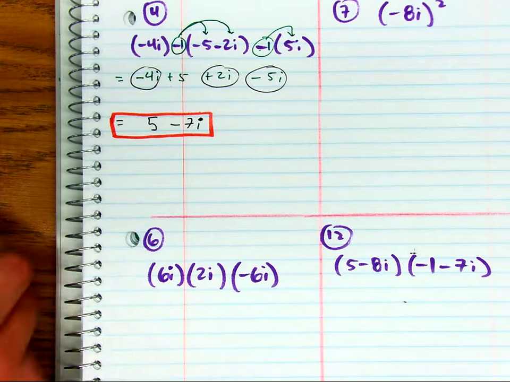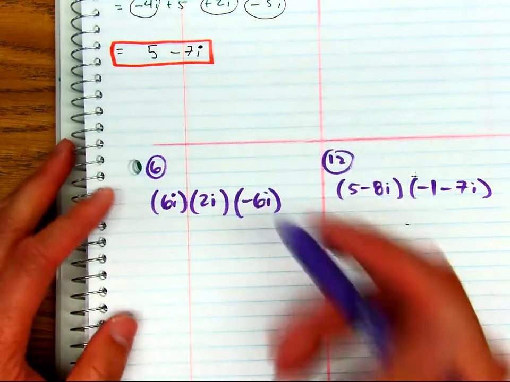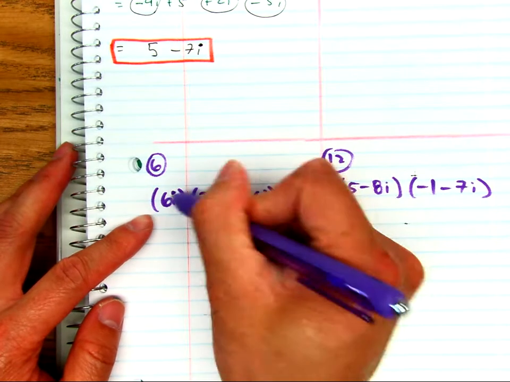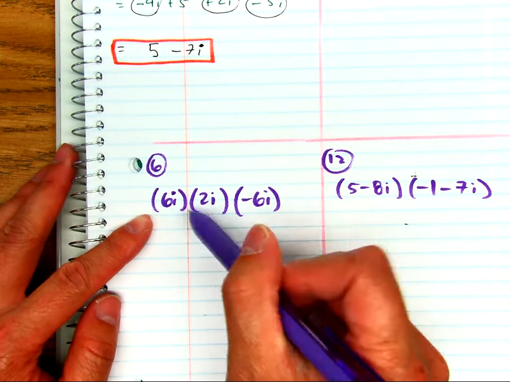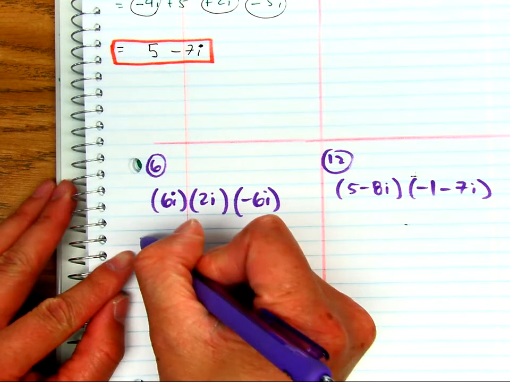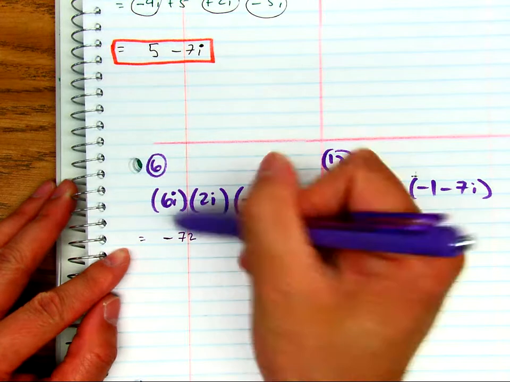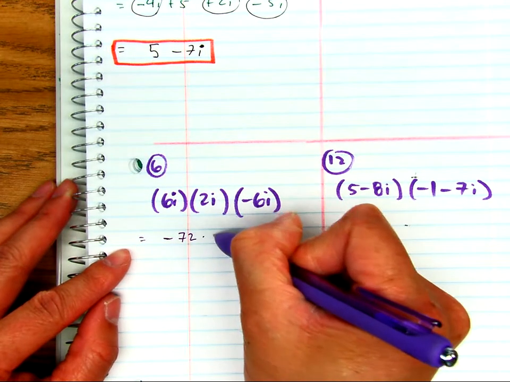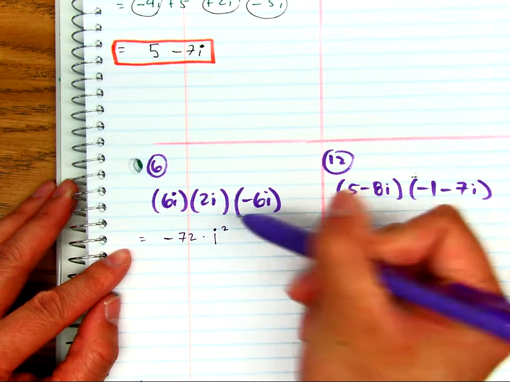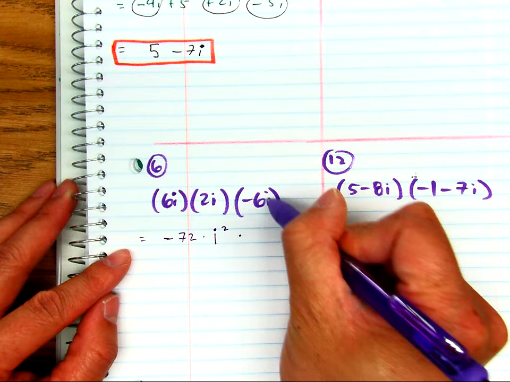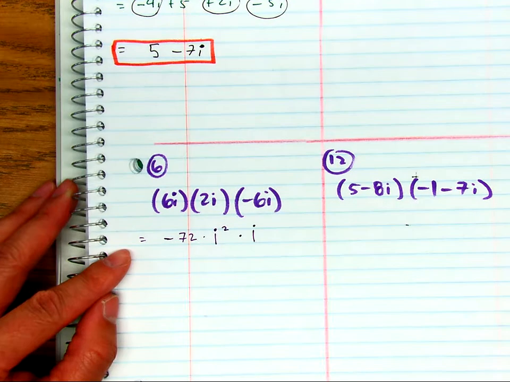Question number 6, we are going to multiply. 6 times 2 is 12, and 12 times negative 6 is negative 72. I times I is I squared, and I have a times I.